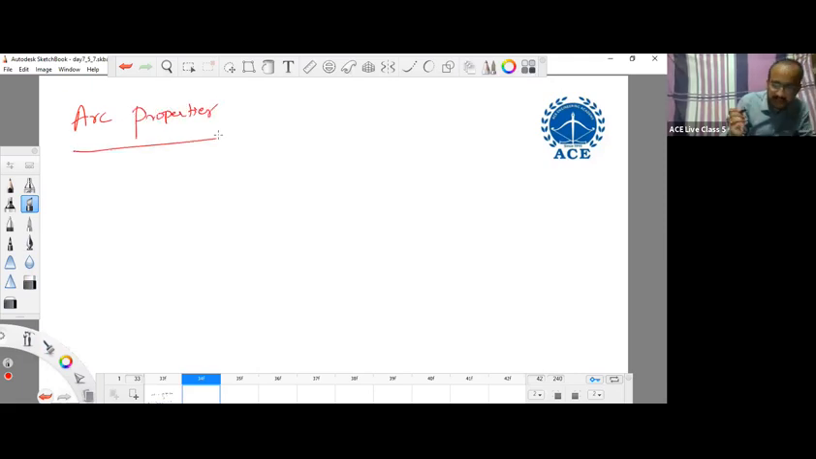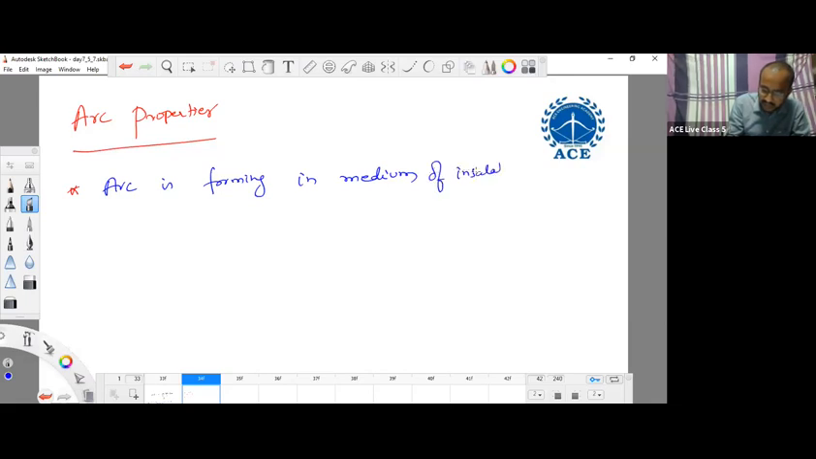What are the arc properties? Now let us discuss in detail. The arc is forming in the medium of insulation. Here, arc is modeled as non-linear resistance. Arc is modeled as what? Non-linear resistance.